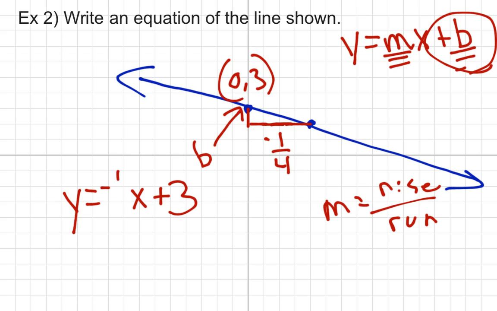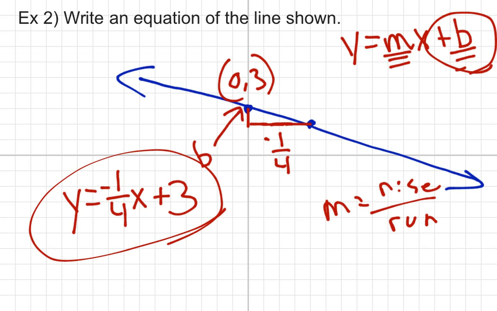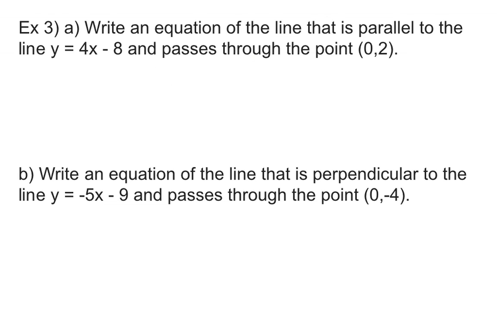So my slope is -1/4 because that was my rise over my run from one point to the next. Remembering all your positive and negative. So there's our final equation. y equals -1/4 x plus 3. And that's really all there is to it.